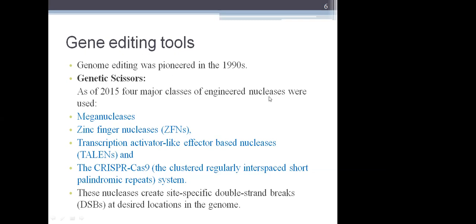These are called nucleases. Nucleases are actually the enzymes which can cut nucleic acid, DNA or RNA. These include meganucleases, zinc finger nucleases, transcription activator-like effector-based nucleases, and CRISPR-Cas9, which is the clustered regularly interspaced short palindromic repeat. And these nucleases can create a site-specific double-stranded break at a desired location in the genome.